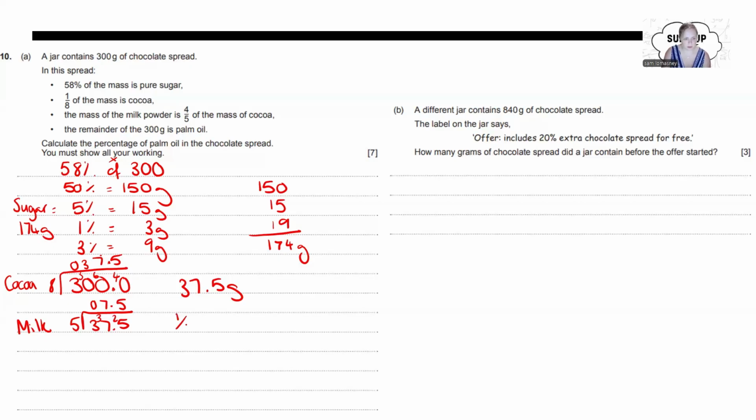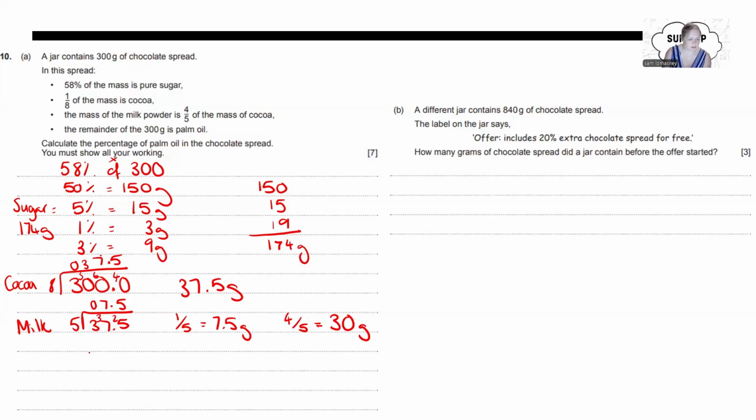So 1/5 equals 7.5 grams. 4/5, that means doubling it and doubling it again. That's all I'm doing there. So 7.5 times 2 is 15. Double that again is 30 grams.